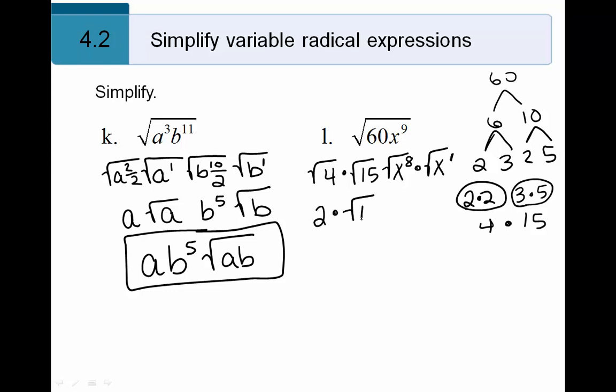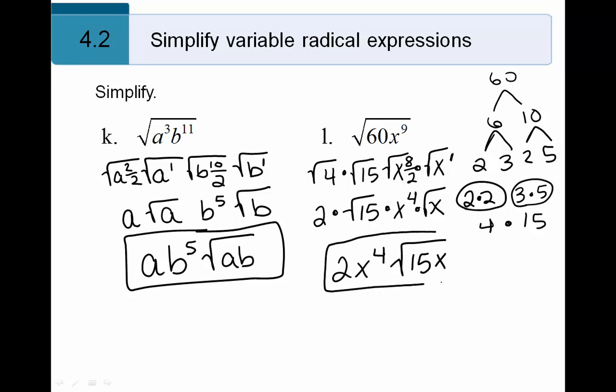Radical 15 is irrational. The square root of x to the 8th is x to the 4th. Drop down square root x. The 2 and the x to the 4th were simplified. We pull those out front. Times the square root of 15 and x. Those irrational parts shove back underneath one radical sign.